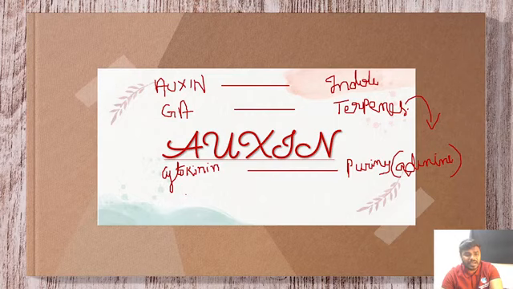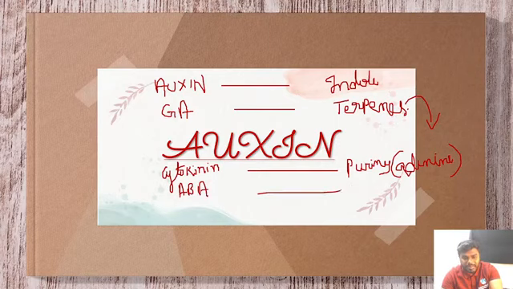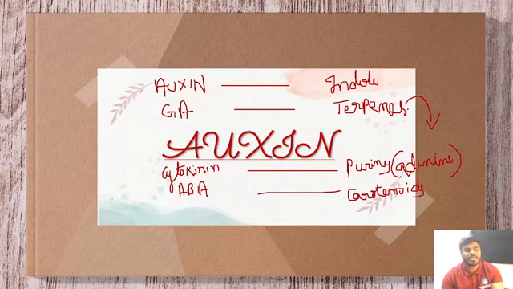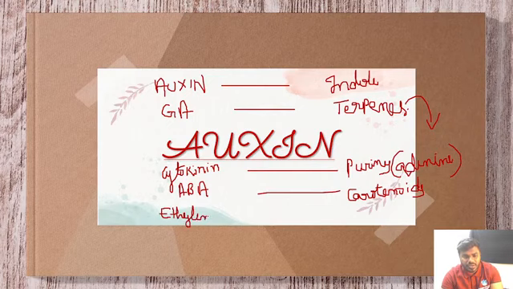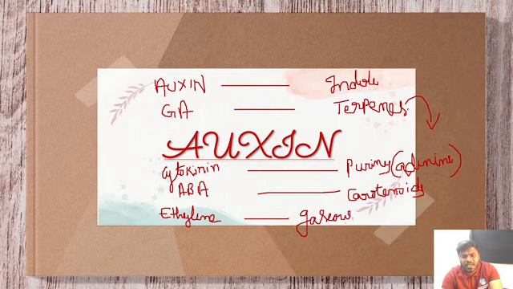Then friends, what is the other hormone now? Abscisic acid. Friends, please don't forget, abscisic acid is exclusively derived from the carotenoids. Please don't forget this. Then finally, the one and only hormone in the plant body which is gaseous in nature. What do you call it, friends? Ethylene. Ethylene is the only hormone which is gaseous in nature.